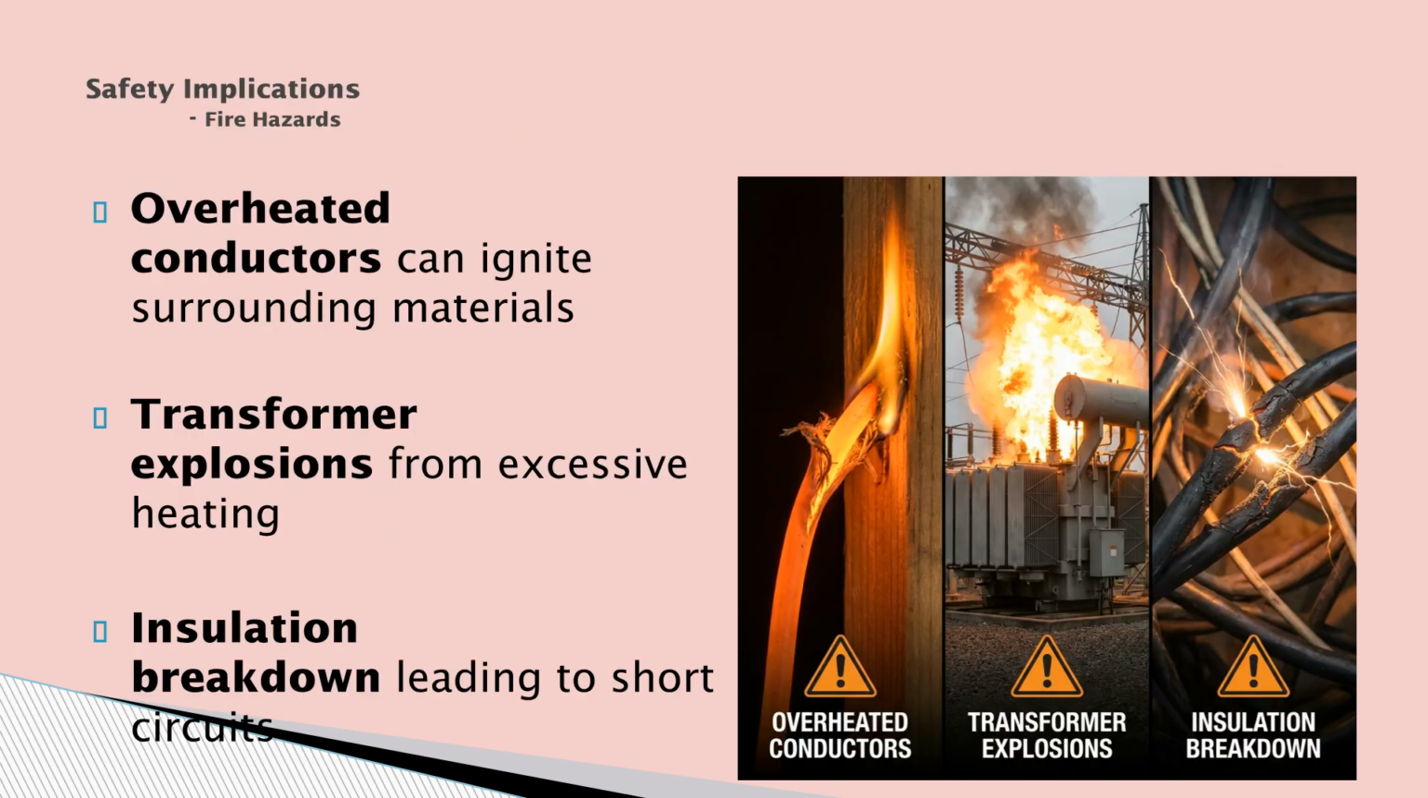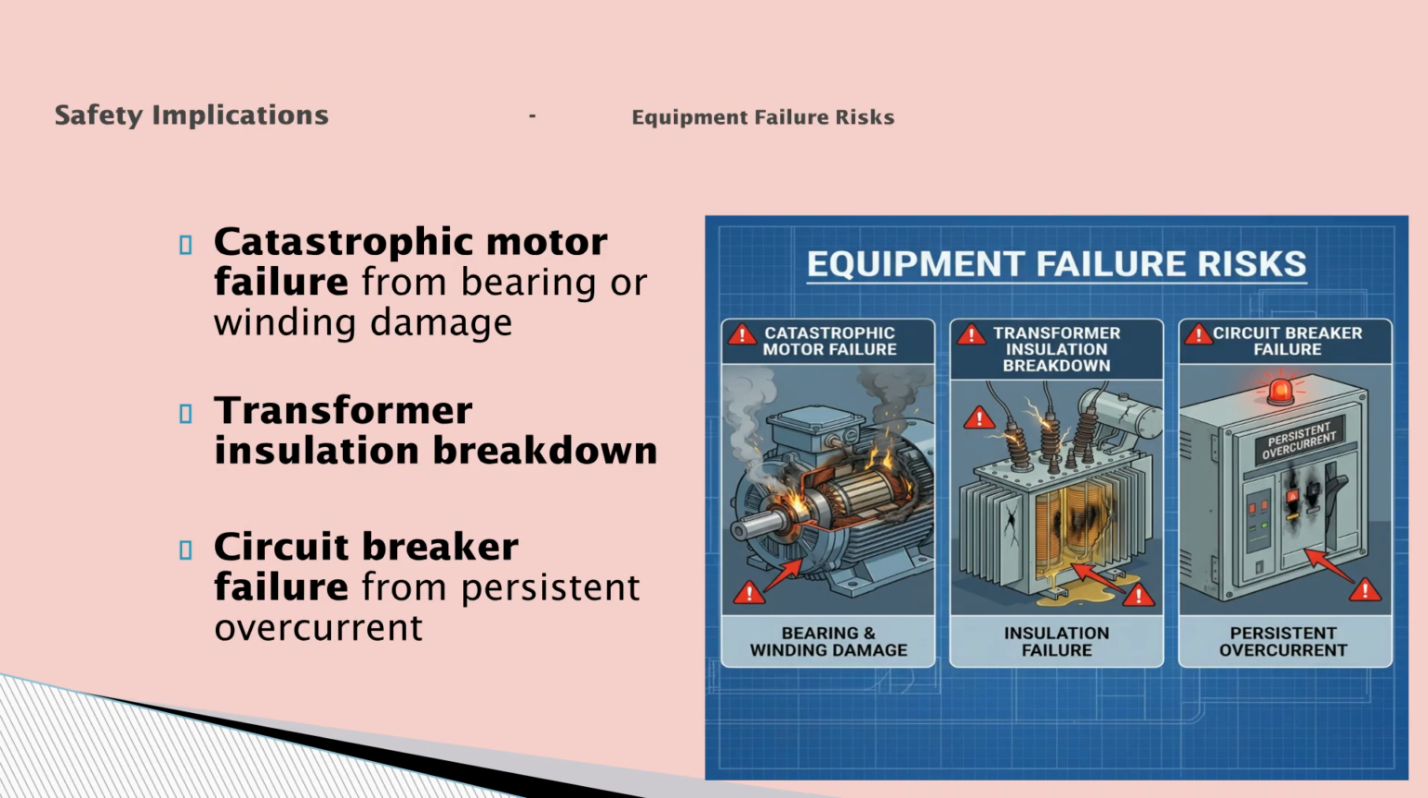Safety implications include fire hazards. Overheated conductors can ignite surrounding materials, leading to transformer explosions from excessive heating. Insulation breakdown can also result in dangerous short circuits. The risks of equipment failure are high. This includes catastrophic motor failure from bearing or winding damage and transformer insulation breakdown. Circuit breaker failure is also a risk due to persistent overcurrent.